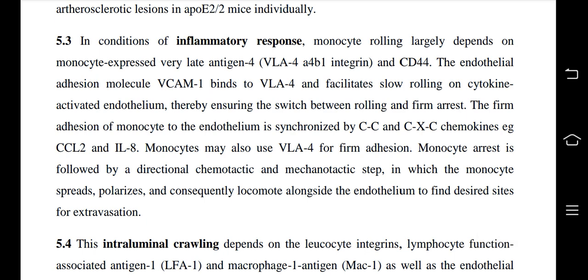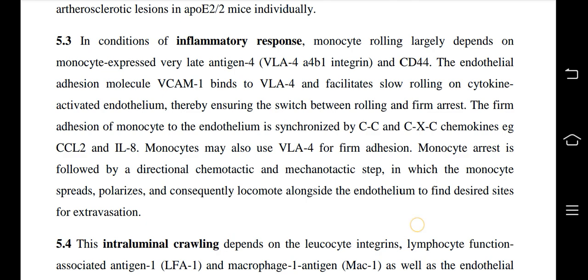In addition, in conditions of inflammatory response, monocyte rolling largely depends on monocytes expressing very late antigen 4 and CD44. The endothelial adhesion molecule VCAM1 binds to VLA4 and facilitates slow rolling on cytokine-activated endothelium, thereby ensuring the switch between rolling and firm arrest. The firm adhesion of monocytes to the endothelium is mediated by CC and CXC chemokines, CCL2 and IL8. Monocytes may also use VLA4 for firm adhesion.